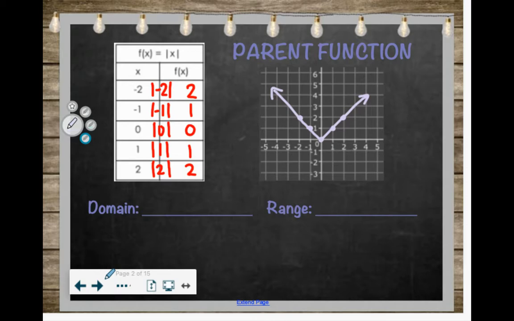Then it's going to ask you about the domain and range. In case you don't remember from Algebra 1, domain is kind of like interval notation. We're going to write left side, comma, right side, as in how far to the left does it go, and then how far to the right does it go. And we're mainly looking at x values here. Okay, so on my graph to the left, it just keeps going because of that arrow. And on the right, it just keeps going because of that arrow.